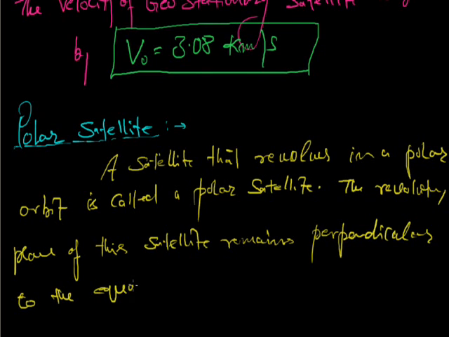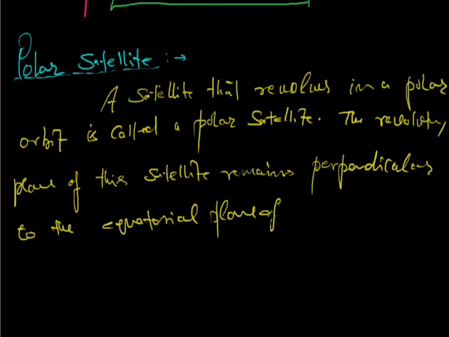You can say equatorial plane or whatever. It is perpendicular to the equatorial plane of the Earth. The polar satellite successively passes across the different parts of the Earth's surface. Thus, the polar satellite eventually scans the entire surface of the Earth. Examples of polar satellites are European SPOT and the Indian Remote Sensing satellite IRS.